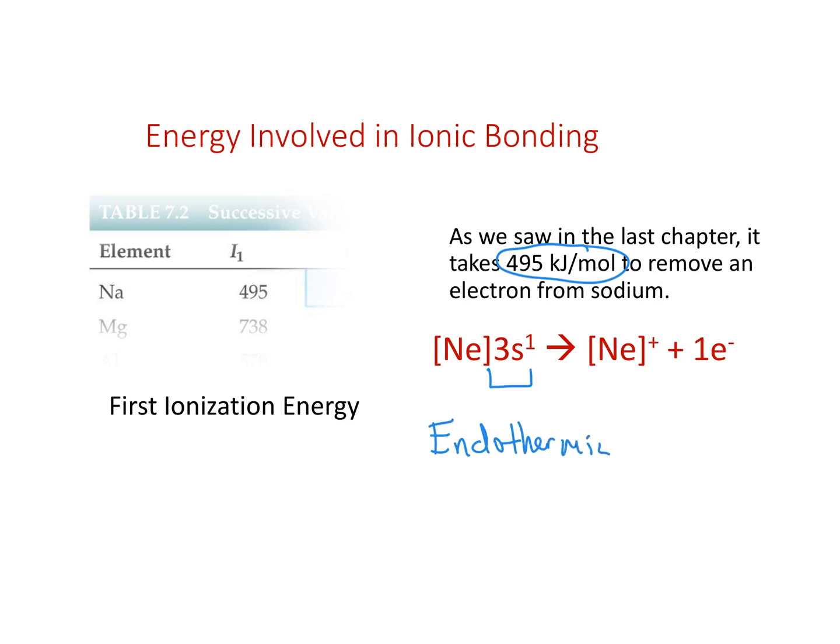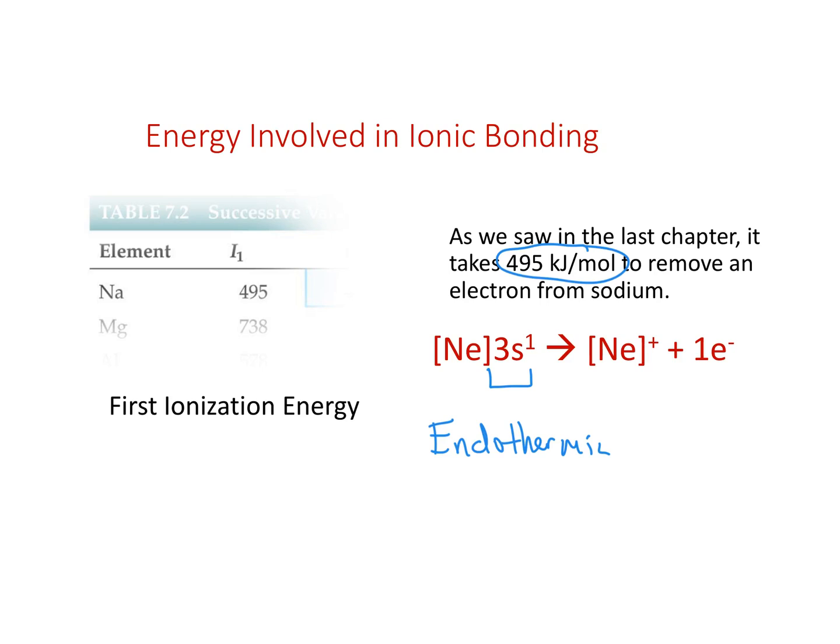Think of this as having two magnets. Those magnets are attracted to each other. To pull them apart, you have to put energy in. It's the same with this electron. To remove this electron that's attracted to the nucleus, I have to put energy in. So the first step is endothermic. That takes me uphill to the tune of 495 kilojoules. So I have to put that energy in to remove this electron.